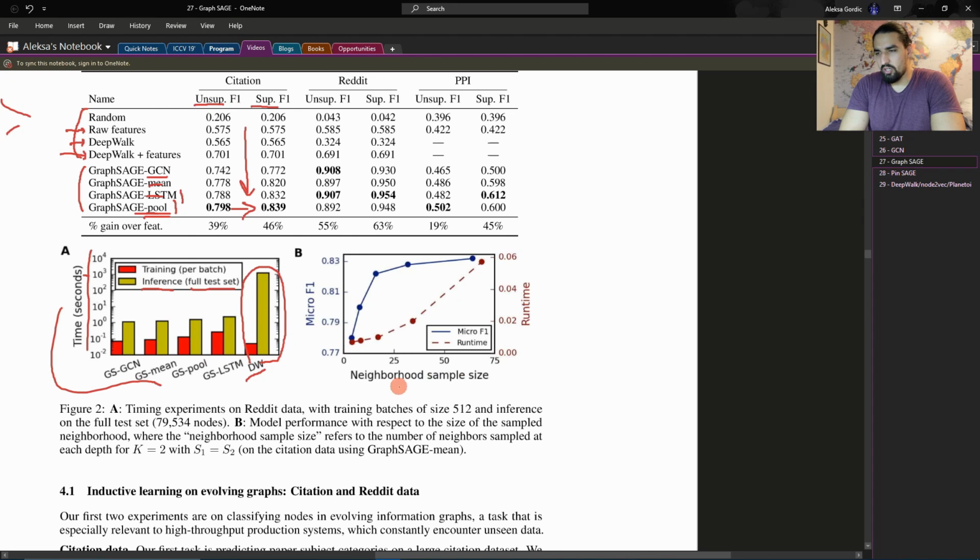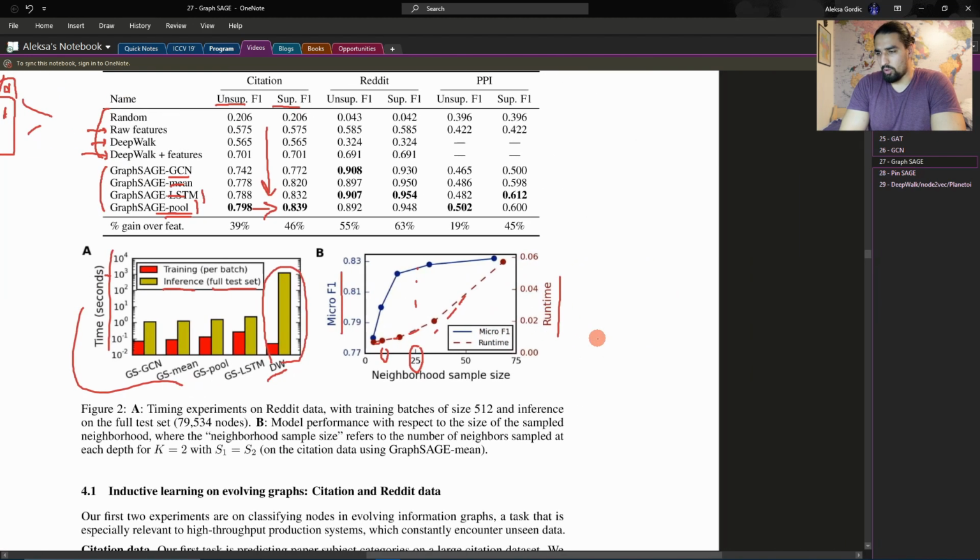They also have a small chart here where they plot how the performance, so the F1 score, and the runtime increase as we increase the sample size. If you remember, we had 25 and we used 10, and here they just experimented. They went all the way up to 75 neighbors, and we can see that the performance does increase as well as the runtime. So empirically, they just figured out that some smaller neighborhood sizes such as 25 and 10 are performing the best overall.